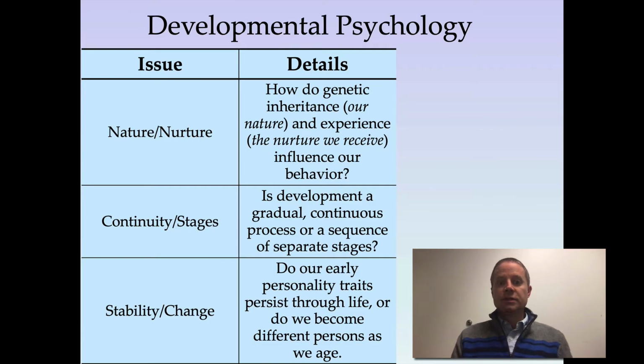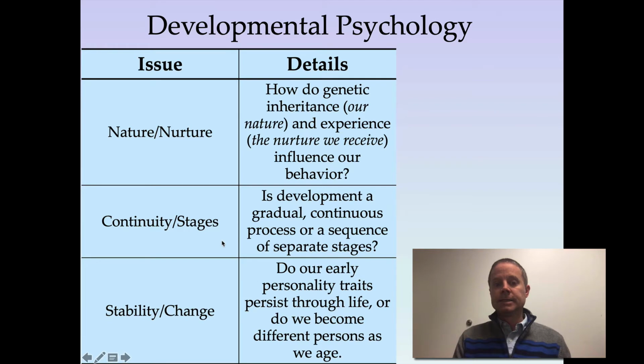So the first thing is that we need to just check in on what developmental psychologists study. There are three big issues. They study a ton of stuff, but there are three underlying major issues. The first is nature versus nurture. Are we who we are because of genetics or because of our experiences in life, parents affecting us, peers affecting us, our diets affecting us? So is it nature, the genetics, or nurture, the experience?